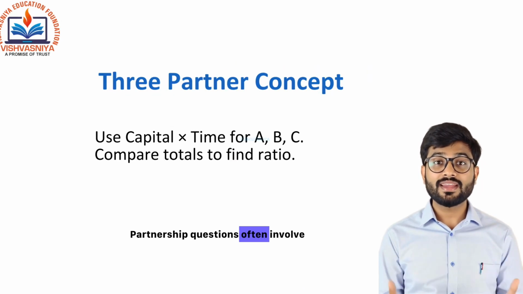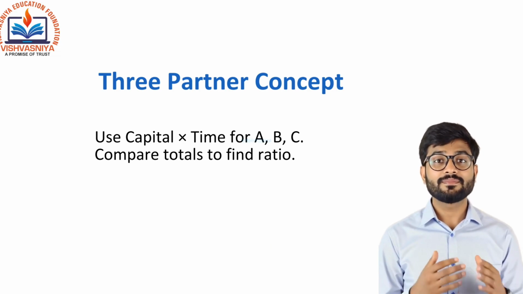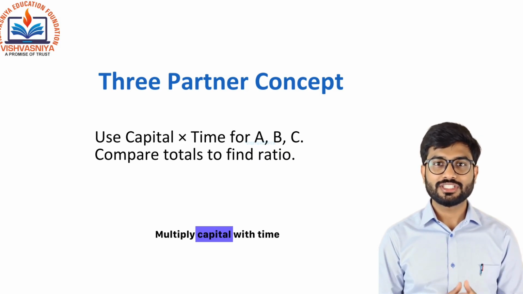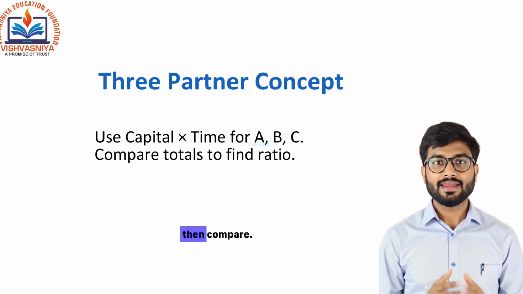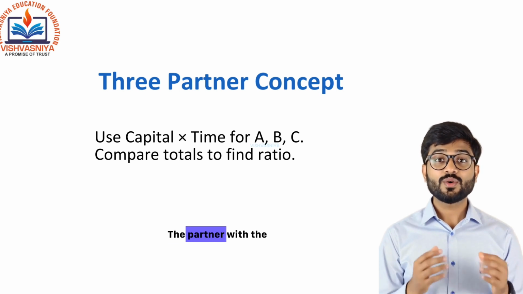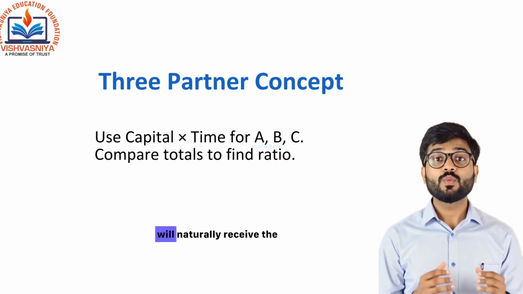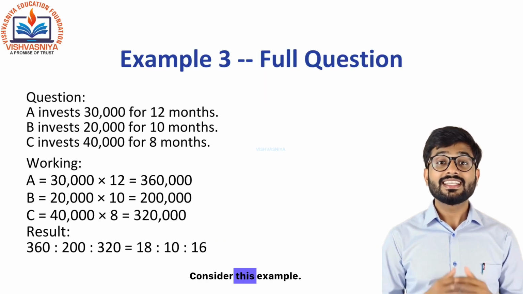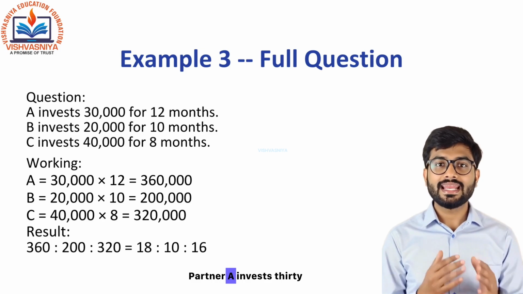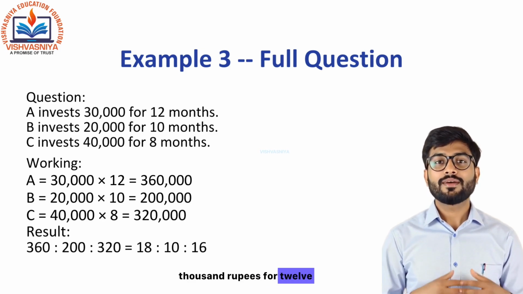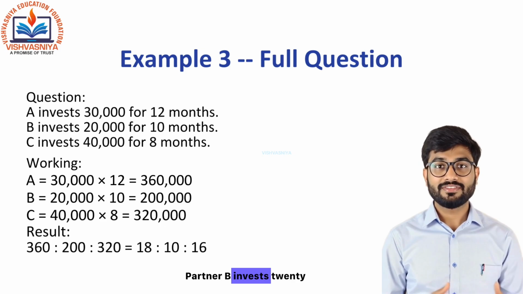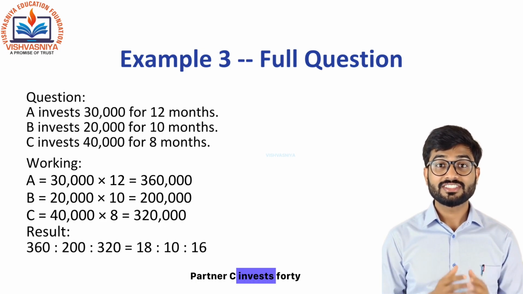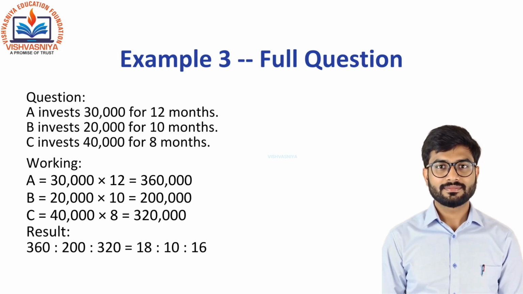Partnership questions often involve 3 partners. The method remains exactly the same. Multiply capital with time for each partner and then compare. The partner with the largest capital time product will naturally receive the highest profit share. Consider this example. Partner A invests 30,000 rupees for 12 months. Partner B invests 20,000 rupees for 10 months. Partner C invests 40,000 rupees for 8 months.